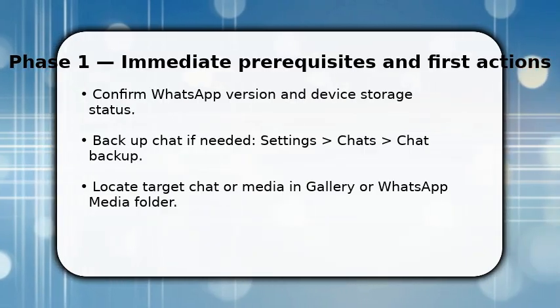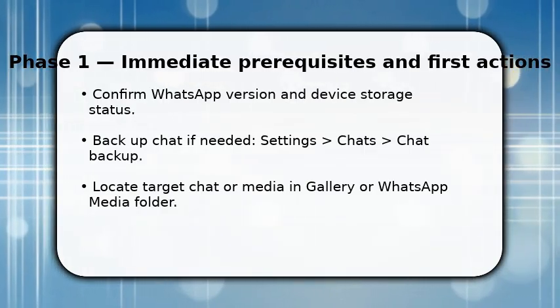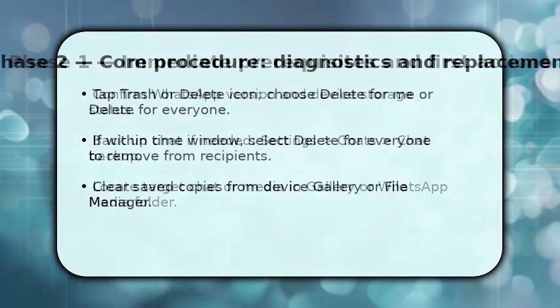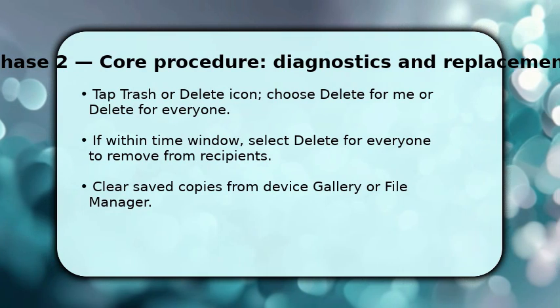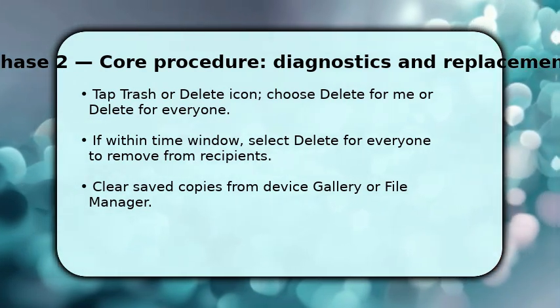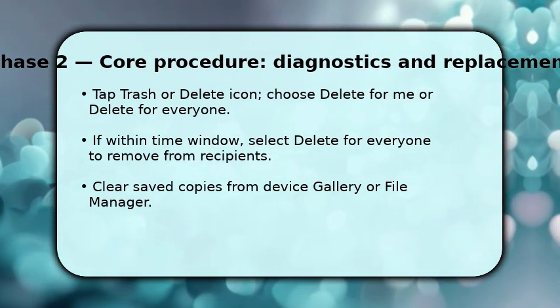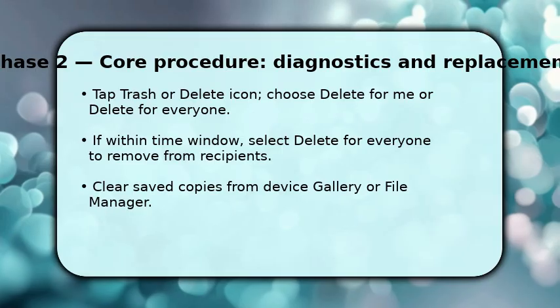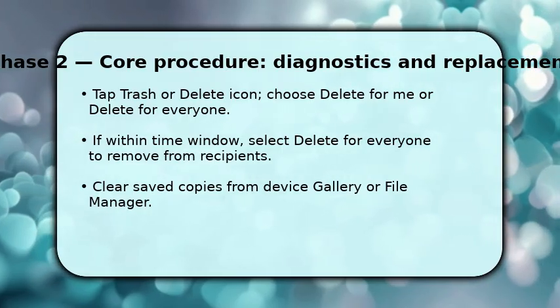If the photo came from a group, note who sent it, because deletion options differ between your device and everyone in the chat. You now perform the core steps. With the photo open, tap the delete icon and choose the appropriate option. Choose delete for everyone only if the message is within WhatsApp's allowed time window. This removes the message server side and on recipients' devices when successful.